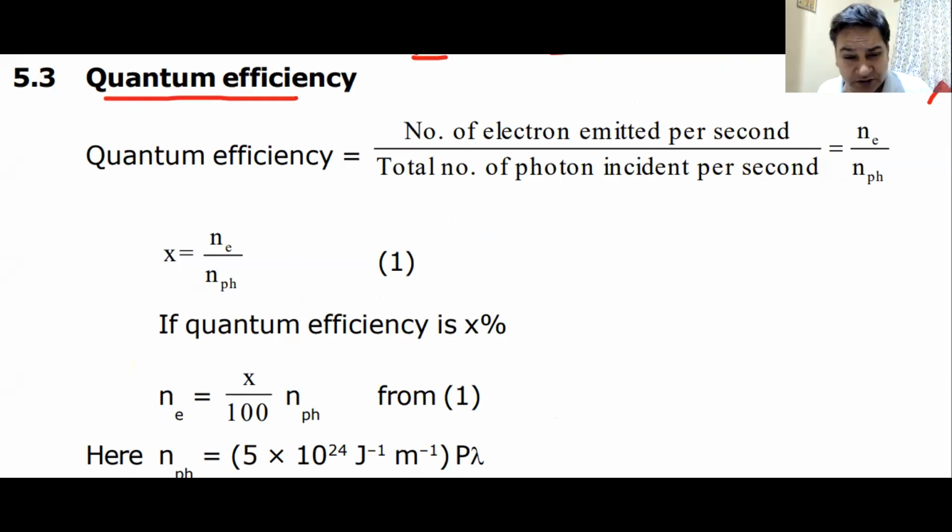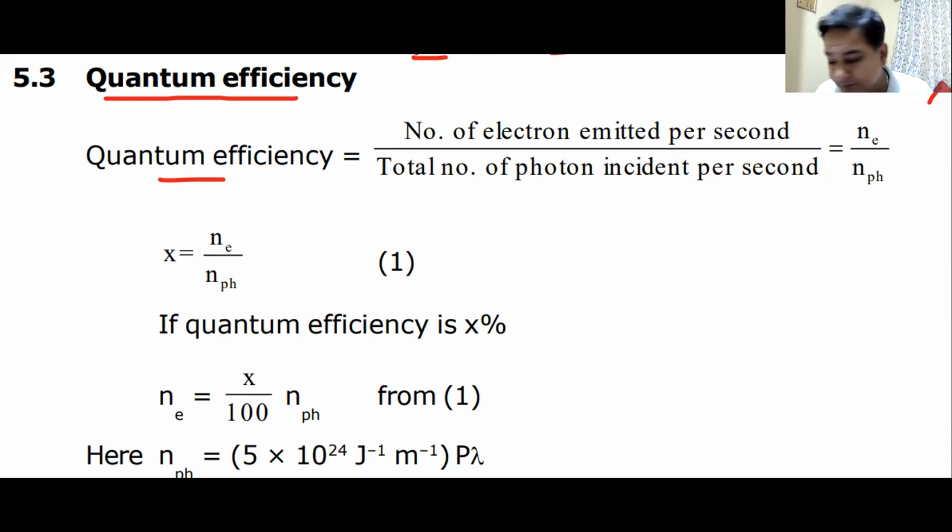This is nothing to be worried about. Just write this formula, quantum efficiency. Basically, what does quantum efficiency mean? It's very simple. This is a photoelectric surface. Light falls on it, electrons get emitted. What is efficiency? How do you measure efficiency? Efficiency is always output divided by input into 100.